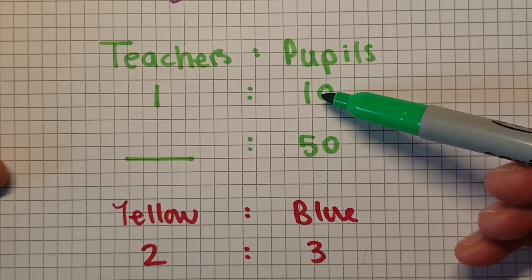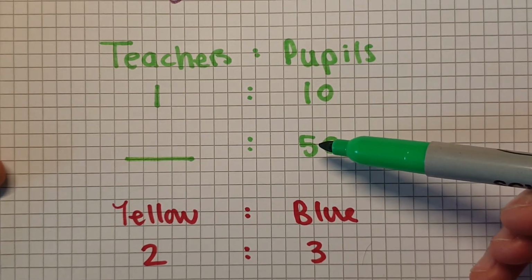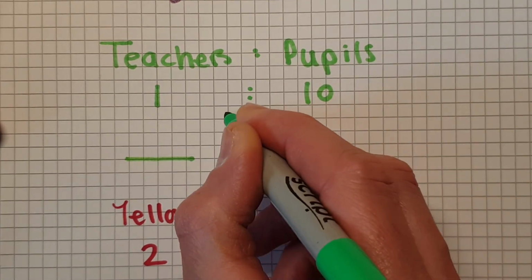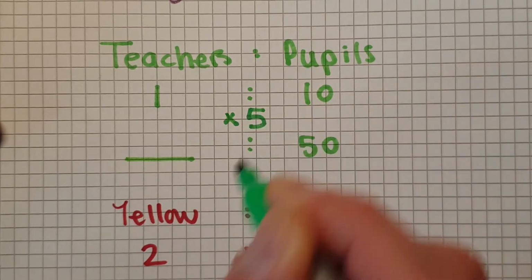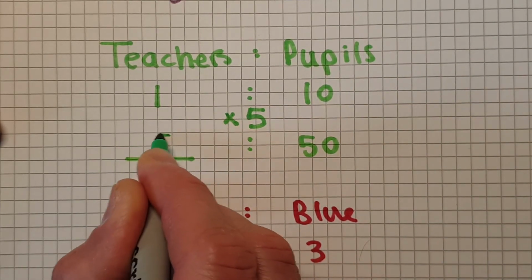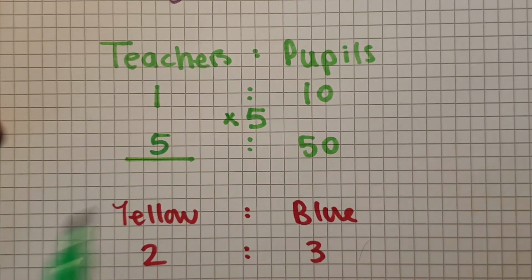So you've got to think to yourself, what would you times 10 by to make 50? Or you can think of it as how many 10s make 50? Well, 10 times 5 is 50. So the number of teachers is 1 times 5. So if you've got 5 teachers, you can take 50 pupils.